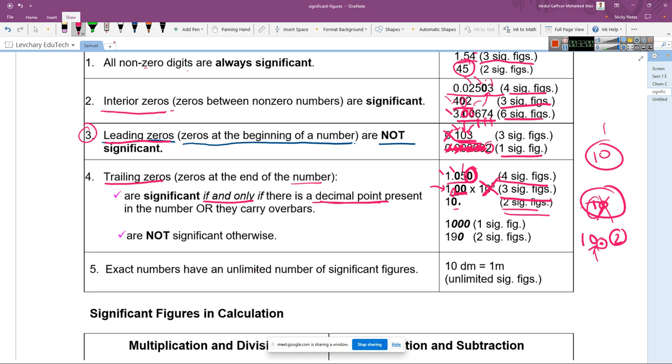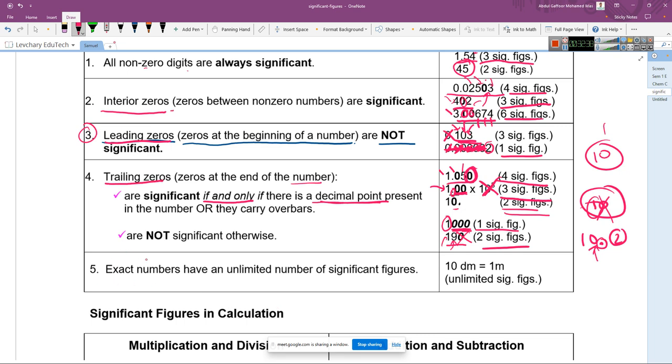Look at these examples. Here we will not count these three zeros as significant figures, because this is not a decimal number. We do not have a decimal point present here. So we will count only this one as a significant figure. One significant figure. And in 190, how many significant figures do we have? 2. Why? Because we will not consider this 0 as significant. So we have 2 non-zero digits, so 2 significant figures.